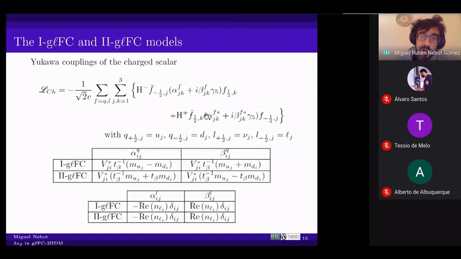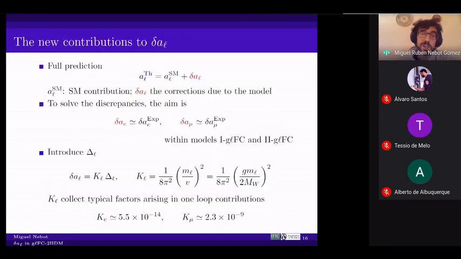Then, of course, on top of the neutral scalar, you have the charge scalar, and we will need to keep track of what is going on in terms of the couplings for the constraints that would be playing in the end. Good. So with these ingredients, one needs to see which kind of new contributions I will have in this anomalous magnetic moment.